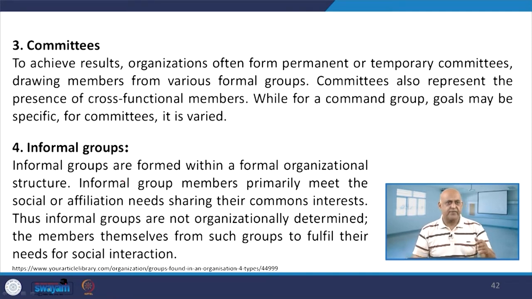So we have started with the formal groups and ended with the informal groups. Whether you have formal or informal groups, it has to be decided what is the purpose for which the group has been formed, and then once it is formed, the organization will give them support, maybe legally or informally.